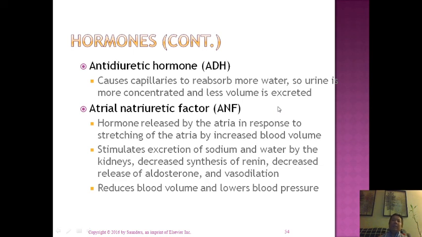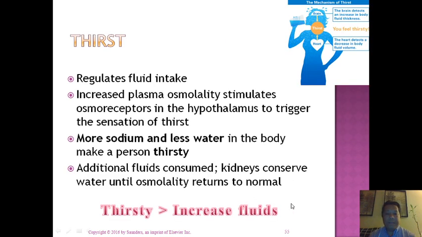We also have hormones that help in maintaining body fluid by either helping the kidneys produce more urine or helping the kidneys produce less urine. And we talked about antidiuretic hormone earlier, secreted by the posterior pituitary gland. Remember, antidiuretic hormone is sometimes called vasopressin. The atrial natriuretic factor, ANF, stimulates secretion of sodium and water by the kidneys. They decrease synthesis of renin. It causes vasodilatation, and a lot of times, it reduces blood volume and lowers the blood pressure.